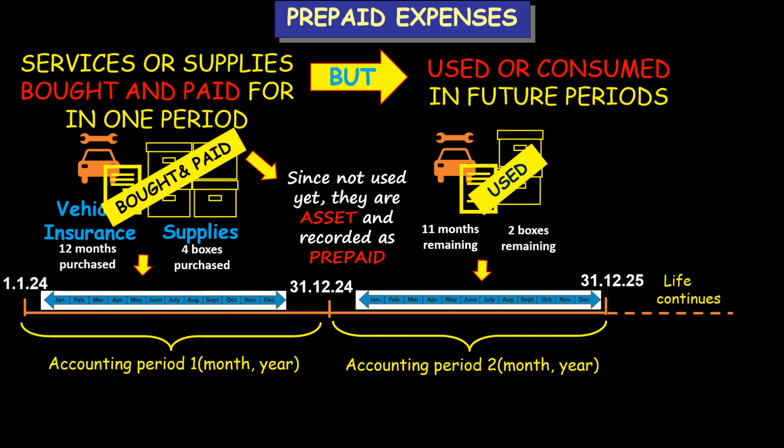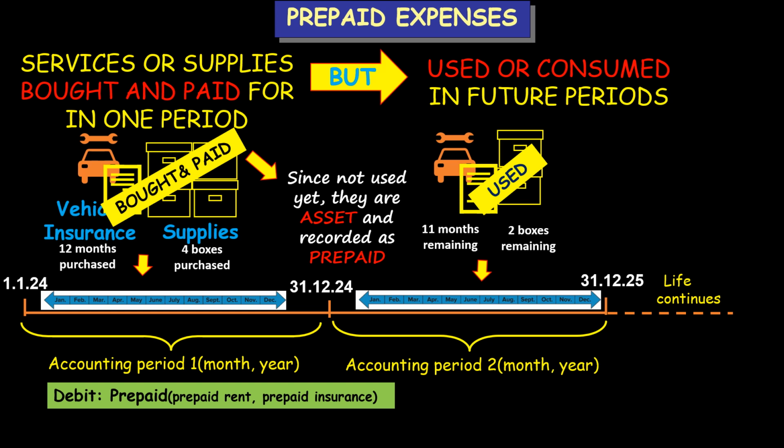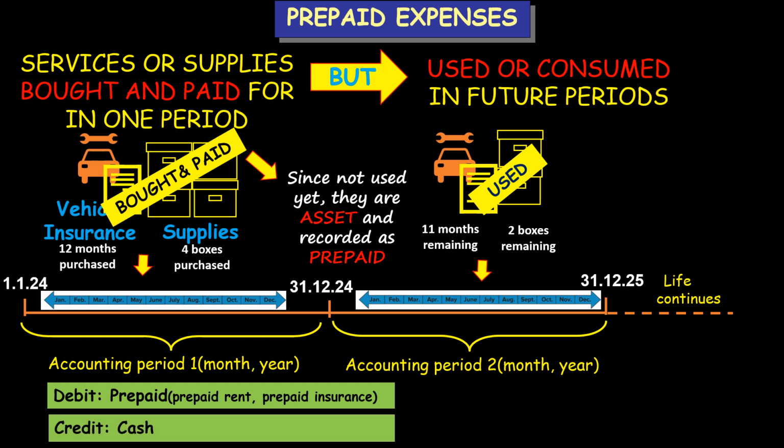That's a prepaid. When they are purchased, they are not used, so they are an asset. And since they are purchased to be used in the future, they are prepaid. So the business is going to debit a prepaid account. Now, they will add the name of whatever service they have purchased. So in this case, they purchased insurance, so they are going to debit prepaid insurance. And obviously, they paid cash for it in period number 1, so they are going to credit cash. That's the journal entry in period 1.